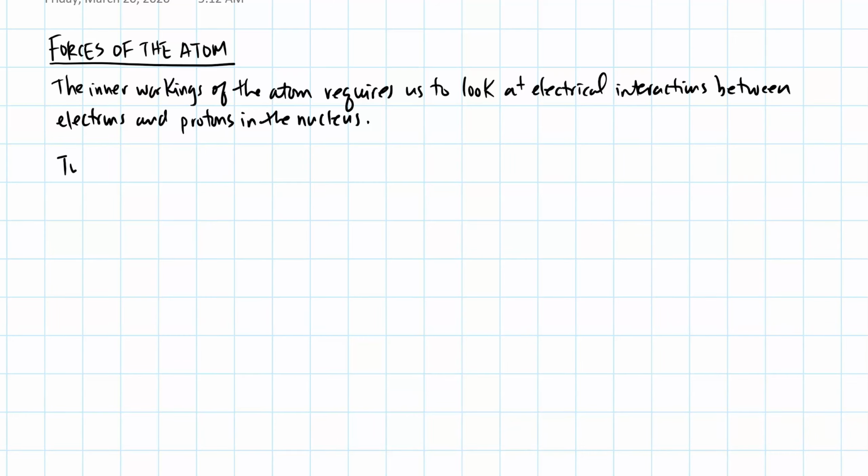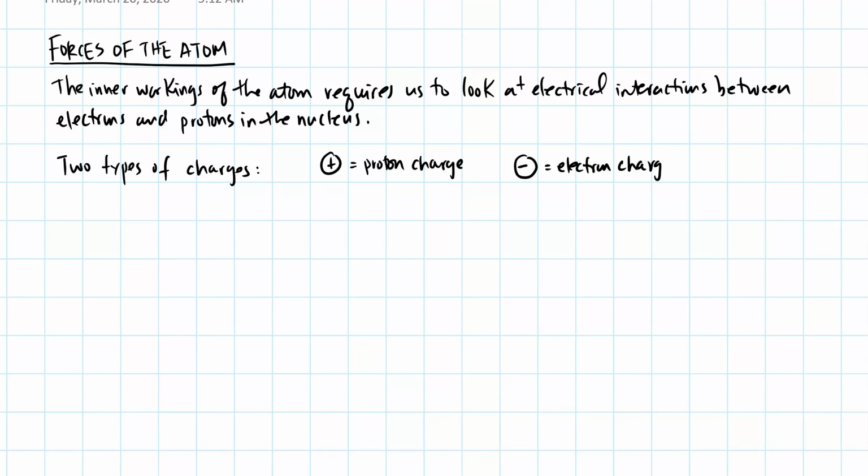So there are two types of charges. There's positive charge, which is associated with the proton charge, and there's negative charge, which is associated with the electron charge. The only thing we could say about these charges is how they interact electrically.